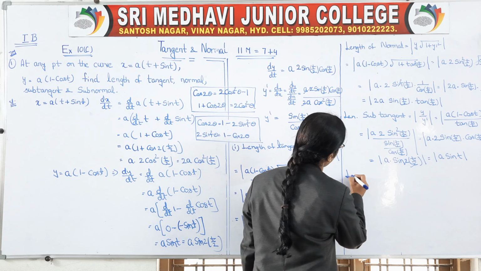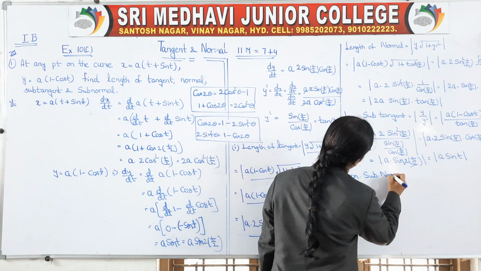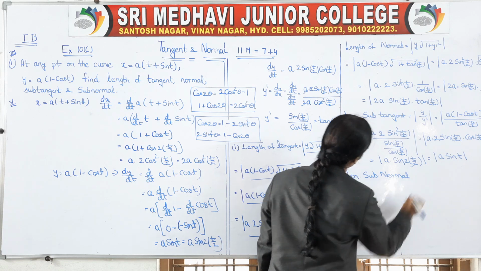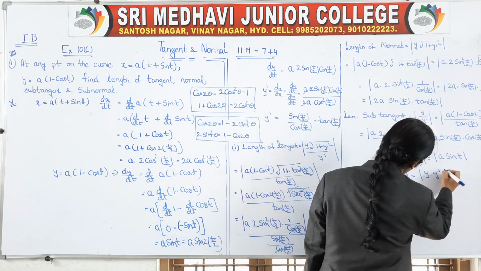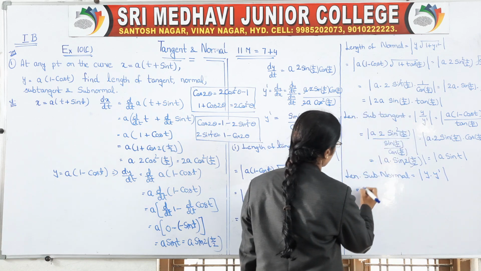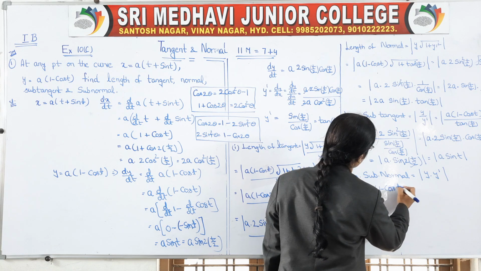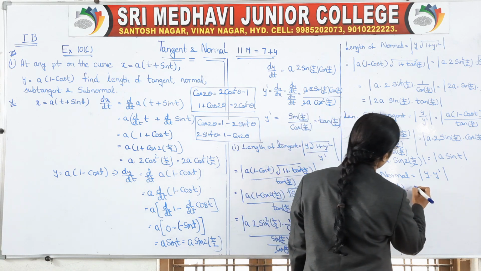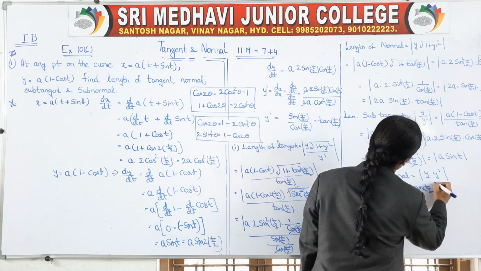Next you take length of subnormal. Length of subnormal, what is the formula? It is modulus of y into y dash. So is equal to a into 1 minus cos t into, what is that? tan(t/2).